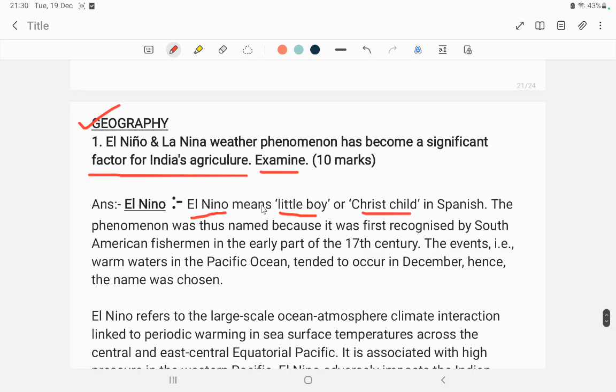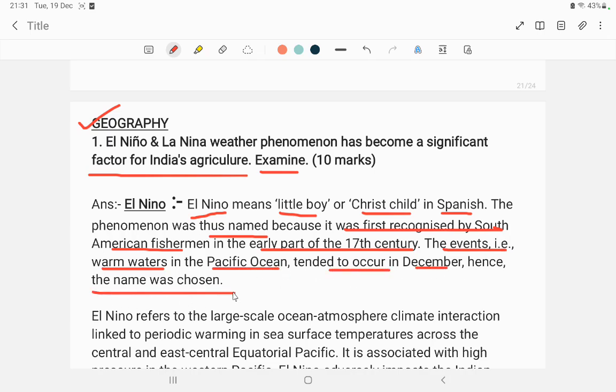El Nino means little boy or Christ child in Spanish. The phenomenon is named so because it was first recognized by South American fishermen in the early part of the 17th century. The warm water in the Pacific Ocean tends to occur in December, hence the name is chosen. On the map of North America and South America, there is warm water in the Pacific Ocean, usually in December. This is called El Nino.